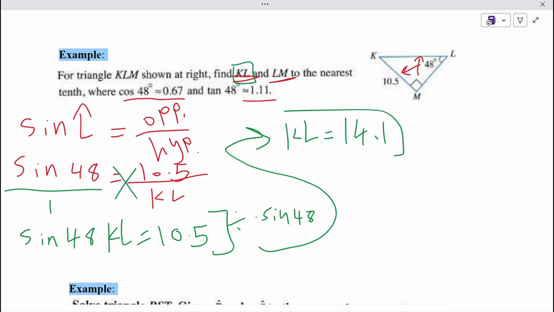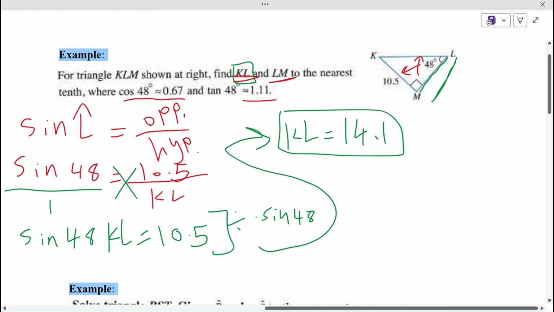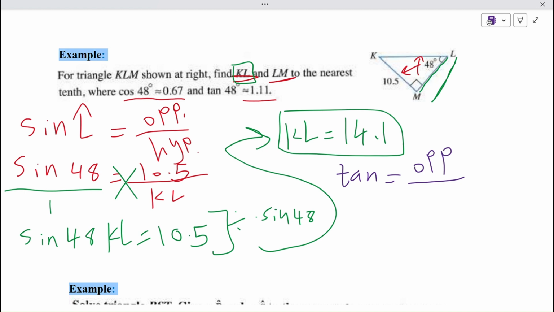Now what about the other side, LM? LM is here, adjacent to 48. For finding adjacent, we have to use tan. Tan is equal to opposite over adjacent. So tan of 48 is equal to, where's opposite? Opposite is 10.5 over LM.